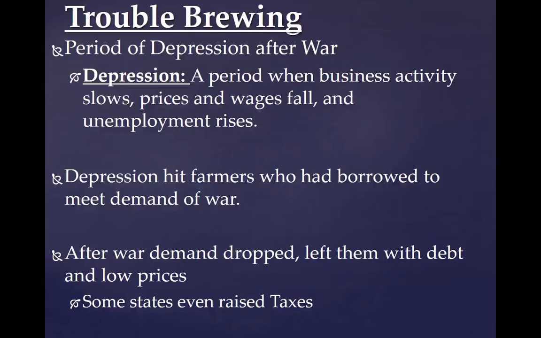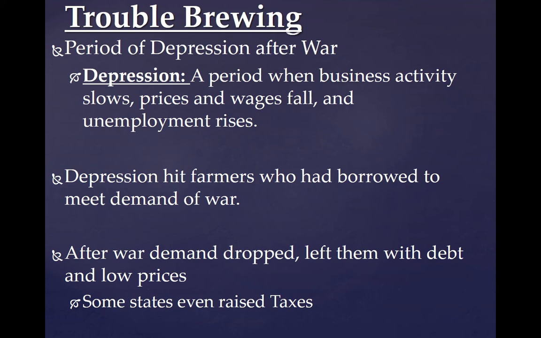Now that we've taken a bit of a step away from the Articles of Confederation and the problems that were going on with that for just a second, let's go back to that. There was a big problem and some trouble that came out after the war. You actually had this period of depression, which is simply a period when business activity slows, prices and wages fall, and unemployment rises.